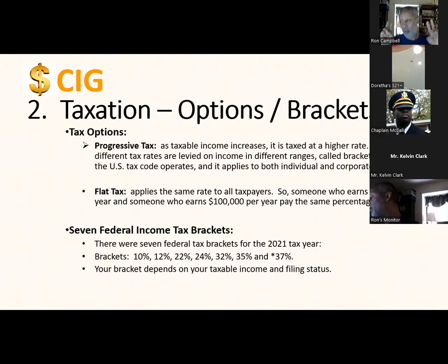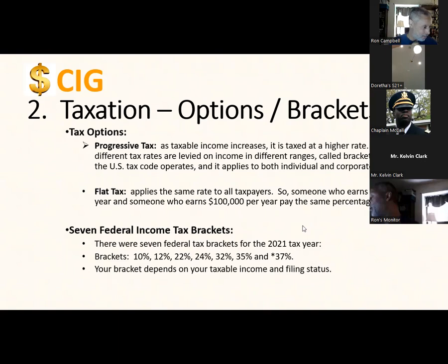So when you hear that there are 7 brackets, don't get caught unawares. I put the asterisk on 37 because that's the highest bracket right now, but it has been higher. Want to take a wild guess at how high it has been? 45% was as high as it was back in 2014, but it has been as high as 92% in the 1950s.